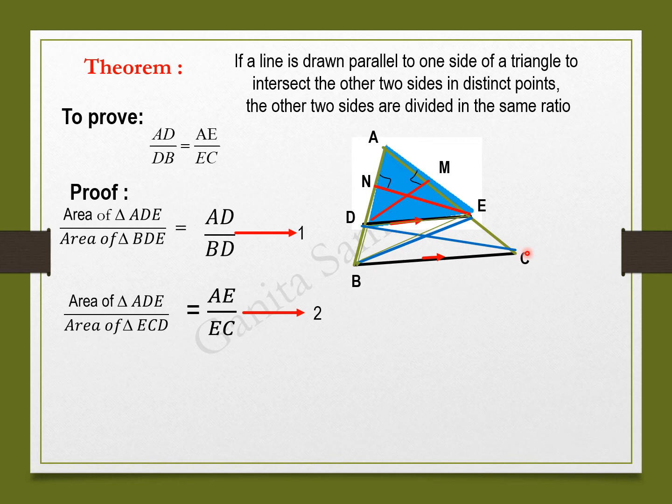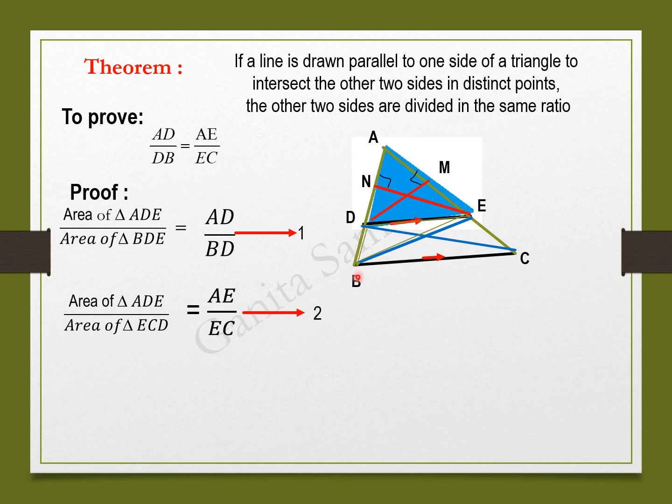So do you recollect what you have studied about areas of triangles last year? Triangles standing on the same base and between the same parallels have the same area. Why? Simply because we know area of a triangle is base into height. Here base is DE for both. What is the height? Height, when you consider DE as a base, the perpendicular from B you have to draw.